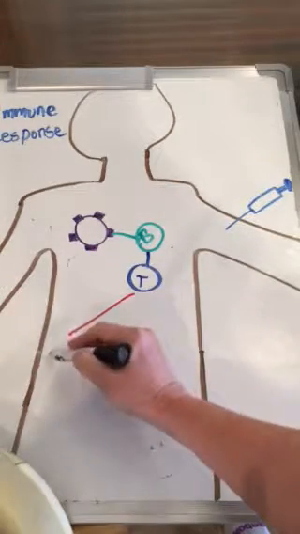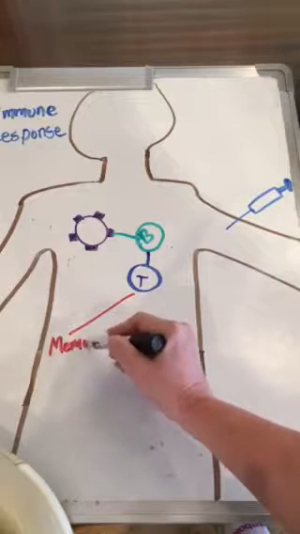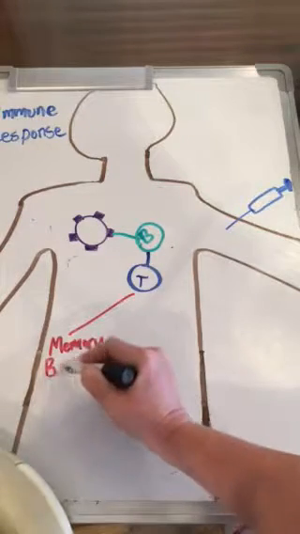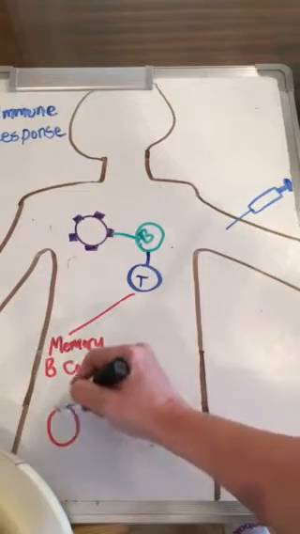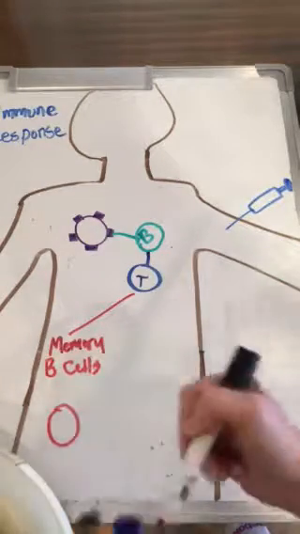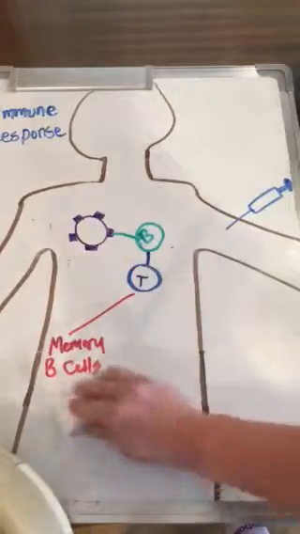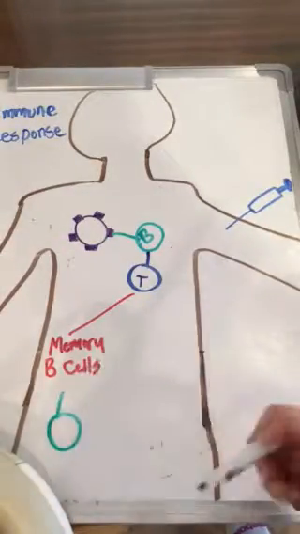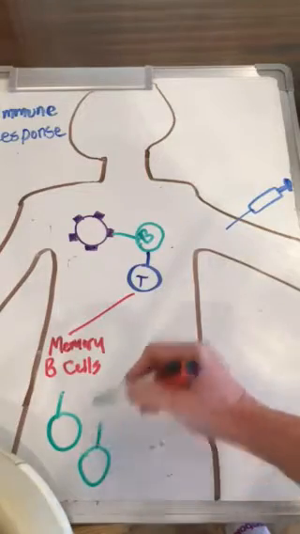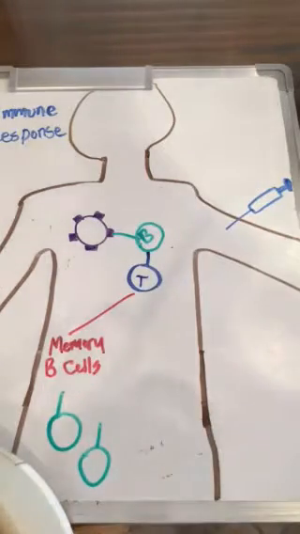The first response is that some memory B cells are made. And these, once again, are memory cells that, let me stick with the blue since I started with blue for those B cells. These are memory cells that will remember this pathogen and how to bind to it.